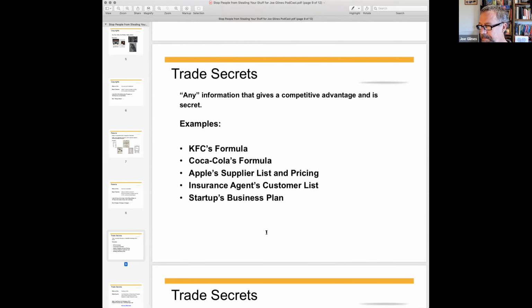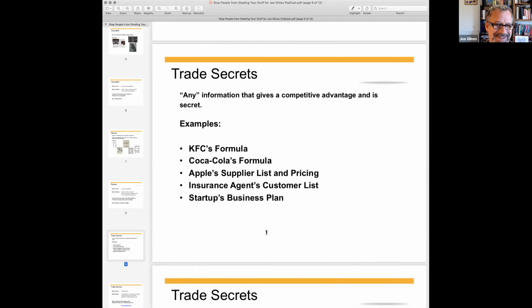So a trade secret's any information that gives you a competitive advantage, and that's actually a secret. So one of the things that really surprises me is how many times people will come into my office and they're mad at an employee or they're mad at a competitor for stealing something. And when I ask them, well, how can you prove it's a secret? They say, oh, well, it's on my blog. Or it's in my literature.